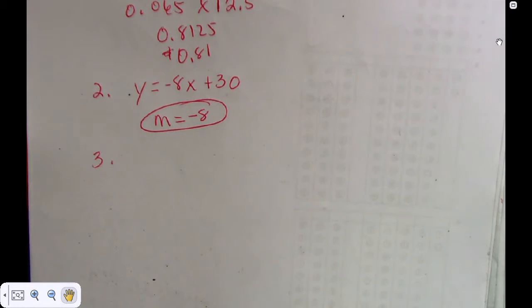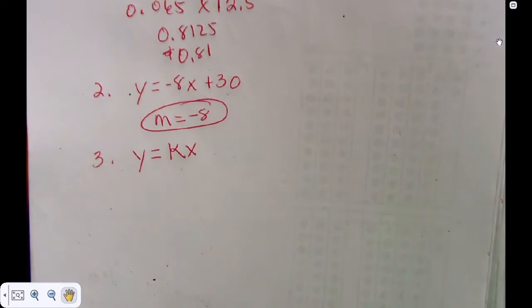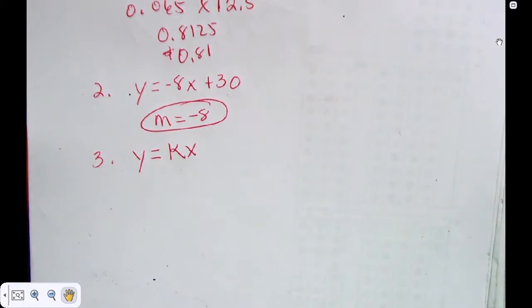Okay, number 3. What is a proportional relationship? y equals kx. Now, some of you gave me an example and put y equals -6x or y is 13x. So it really didn't matter.